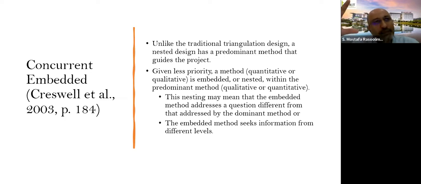So the main is qualitative, but there is some quantitative data that can be added to this research, and this is embedded or nested in the main research question. And so this is concurrent embedded. So these four main categories and designs, based on this, you can have a clear understanding of what should be the design of your work. And these four main categories, of course, can be linked to different purposes of mixed method.